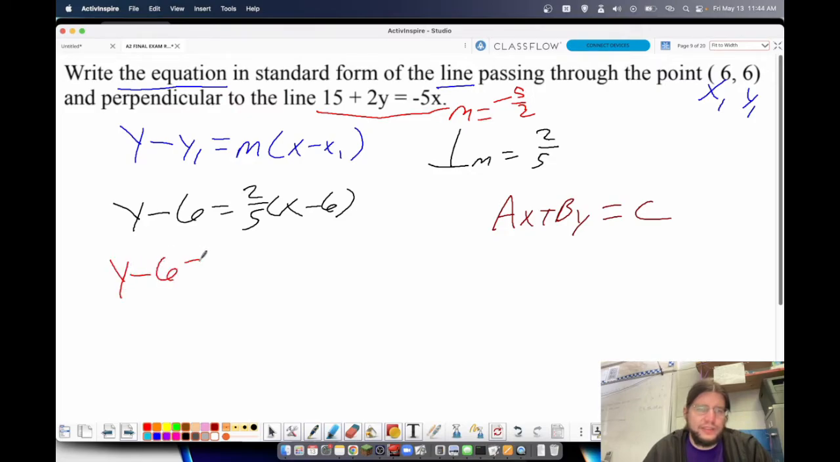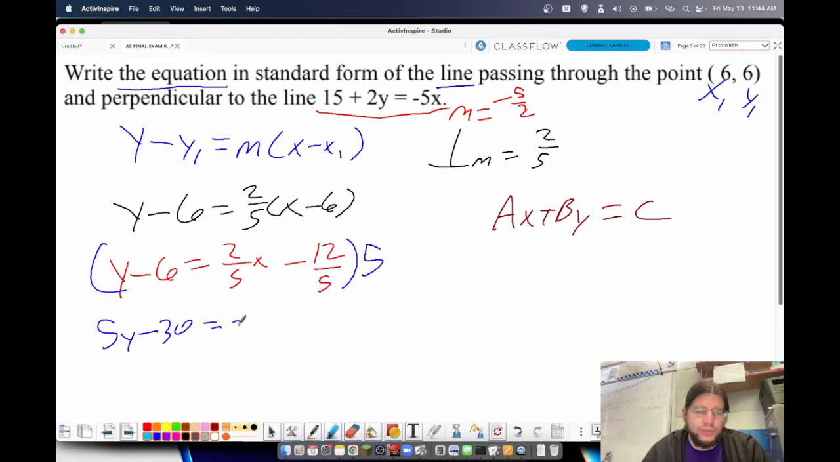Y minus 6 equals 2/5 x minus 12/5. Use a calculator if you need to. Right here, right now, I'm going to get rid of my fractions. Multiply both sides of my equation. Yes, I know I shouldn't multiply to an equal sign, but whatever. By our LCD, which is 5. 5y minus 30 equals 2x minus 12.